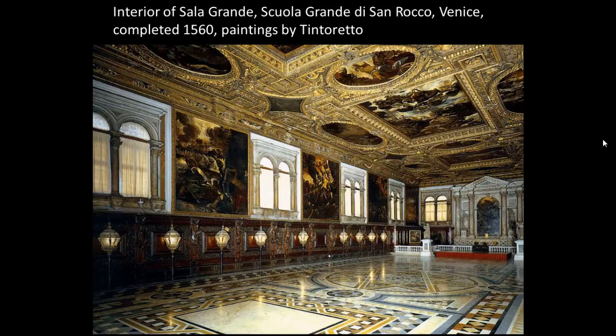Tintoretto was born in Venice in 1518. His father was a dyer, hence his nickname. So his real name is Jacopo Robusti, but he gets the name Tintoretto, which means little dyer, because of his father's profession.